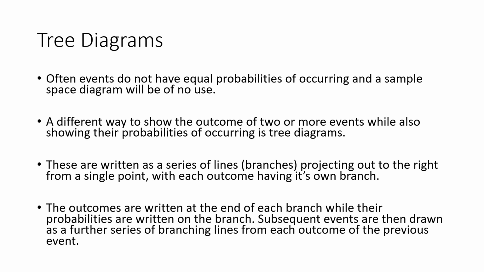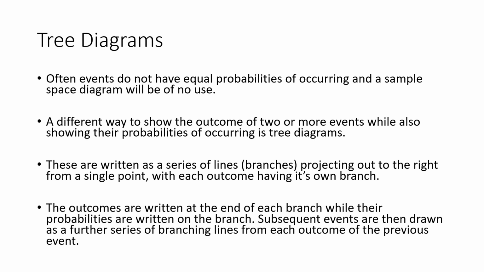So if you were having a flip of a coin, you could get heads or a tail, so you'd have 2 branches. If you roll a die, there are 6 different outcomes, you'd need 6 branches. So the number of branches is determined by how many outcomes there are. So the outcomes are written on the end of each branch. So when you get to the end of the branch, you write what would occur, while the probability of that event actually occurring is written on the actual branch itself in the center.